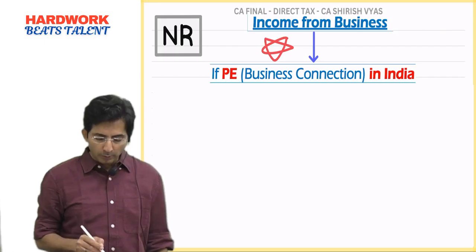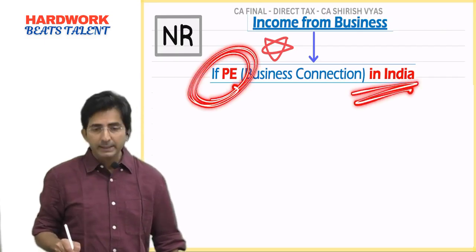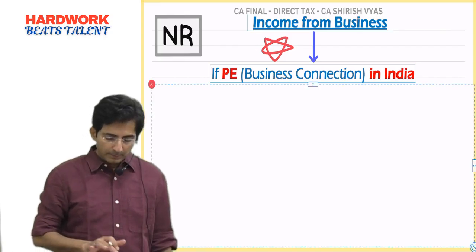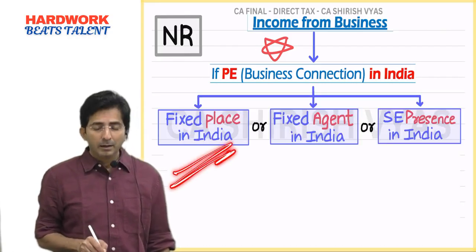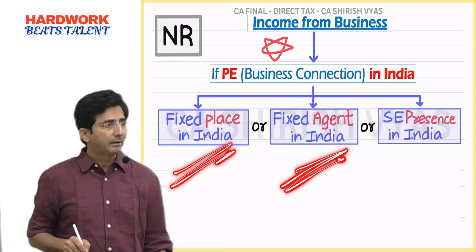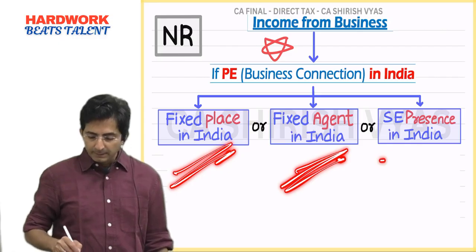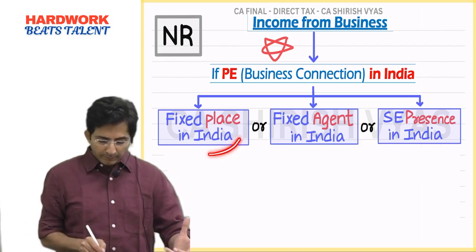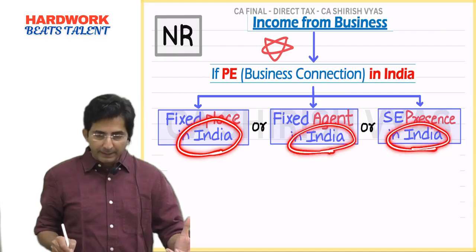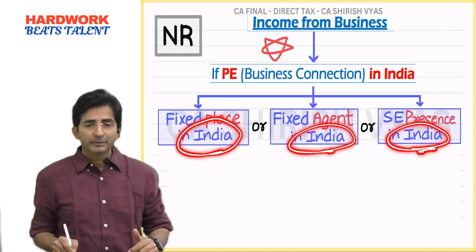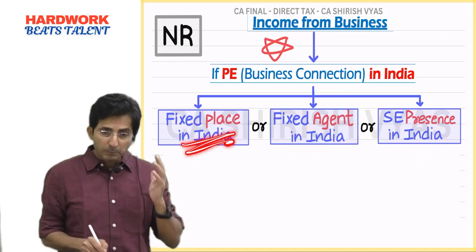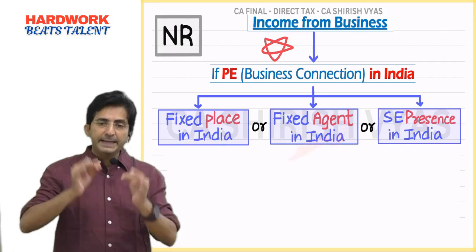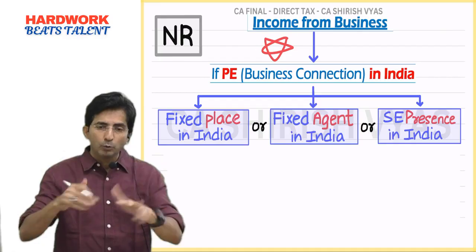But the main problem is, how do we know whether he has a PE in India? So PE means having a fixed place in India. Look, either having a fixed place in India or having a fixed agent in India for doing the business, or having significant economic presence in India. Feel the word India. What should be in India? Answer: either a fixed place in India like an office, shop, warehouse, or having a dedicated agent in India whose job is to sell goods for you.